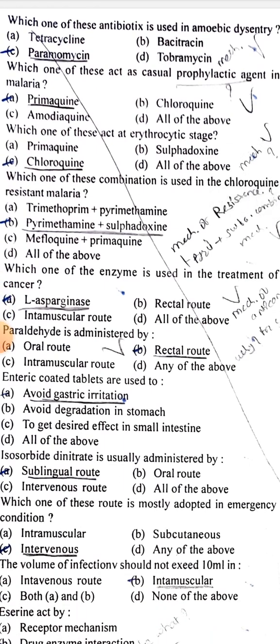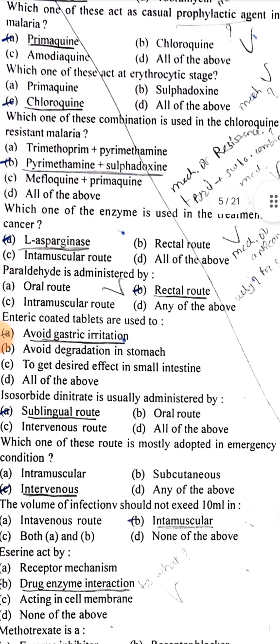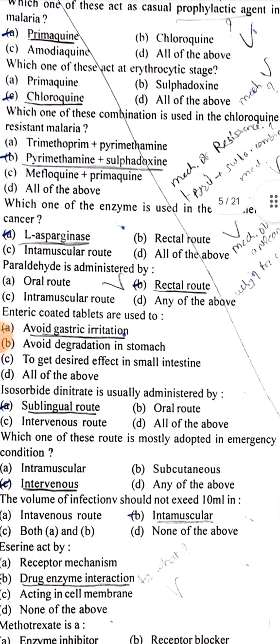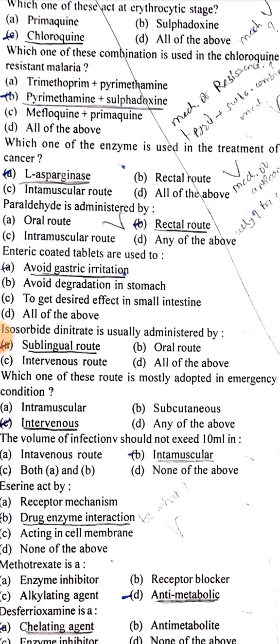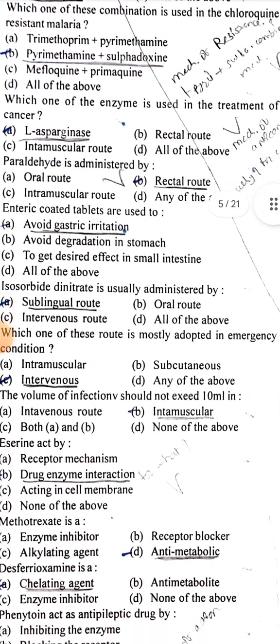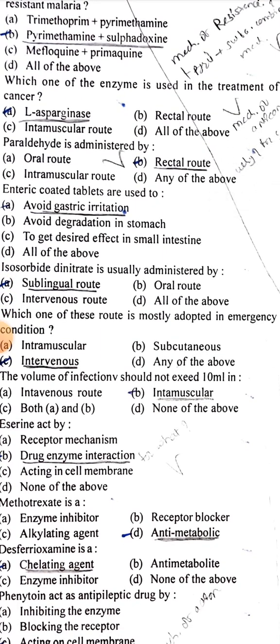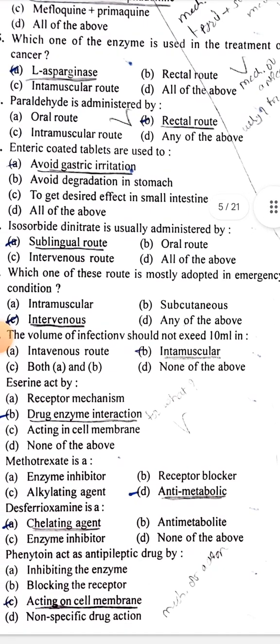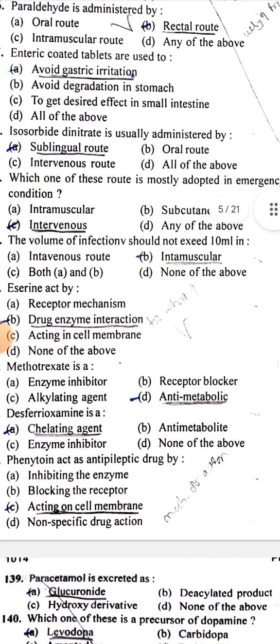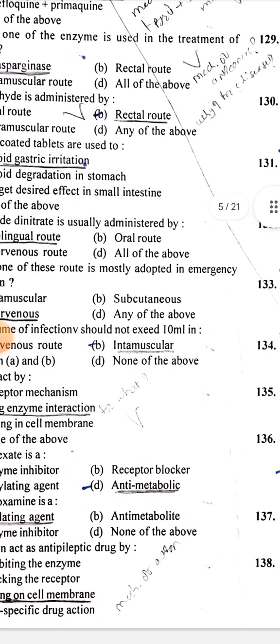Enteric coated tablets are used to avoid gastric irritation. Isosorbide dinitrate is usually administered by sublingual route. Which one of these routes is mostly adopted in emergency condition? Intravenous. The volume of injection should not exceed 10 ml in intramuscular route. Physostigmine acts by drug enzyme interaction. Methotrexate is an antimetabolite. Desferoxamine is a chelating agent. Phenytoin acts as an anti-epileptic drug by acting on cell membrane.